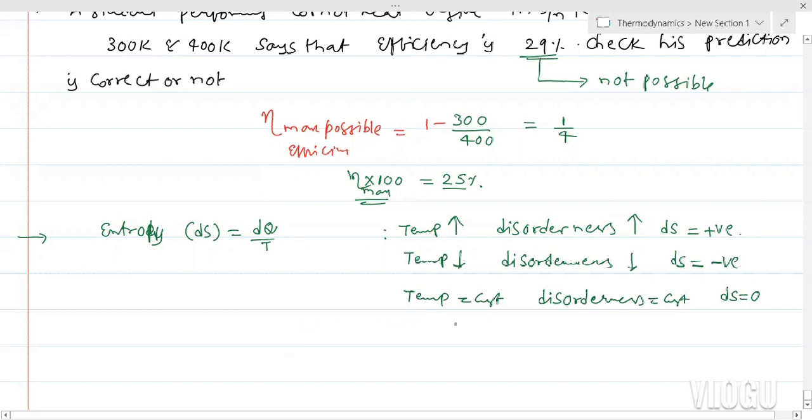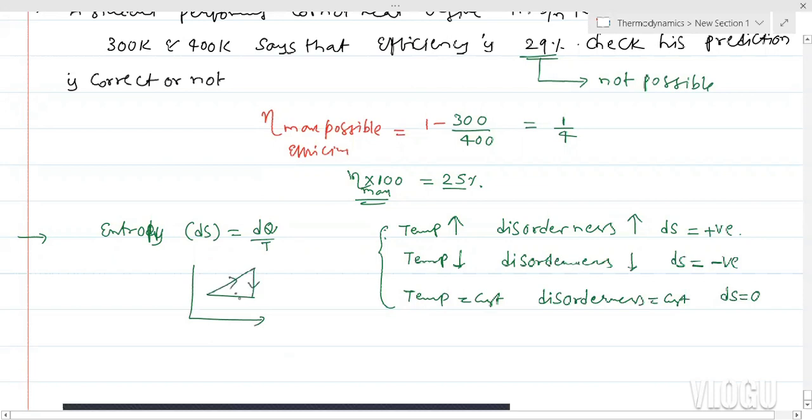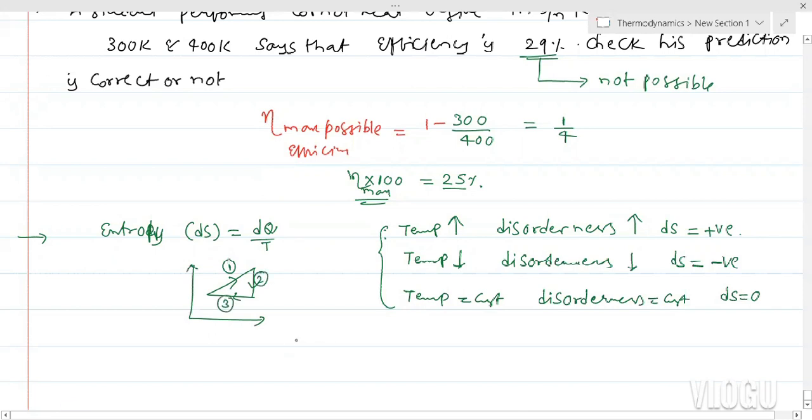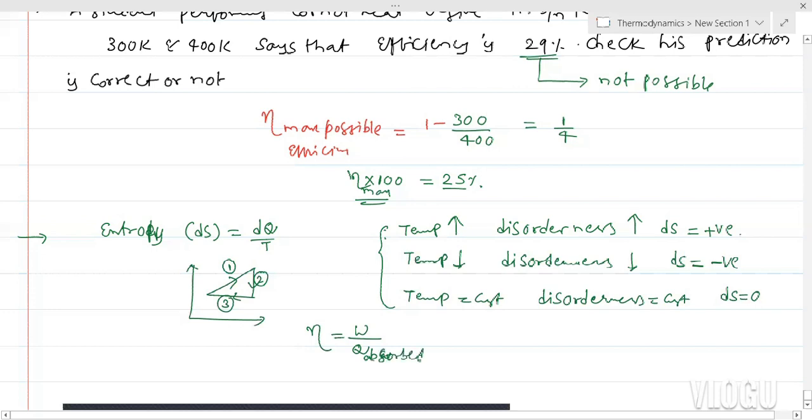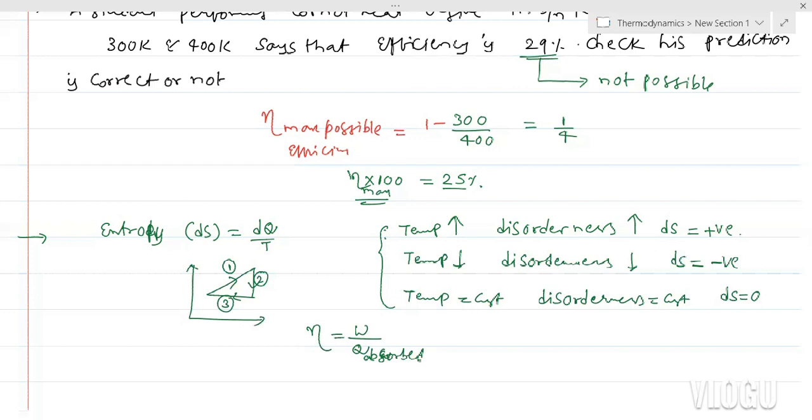So we will use these things. By using this analysis, if it is given in a cyclic process, we come to a conclusion in which step heat is absorbed and in which step heat is rejected. By doing so, we substitute later in efficiency equals W by heat energy absorbed, and estimate the maximum possible efficiency.